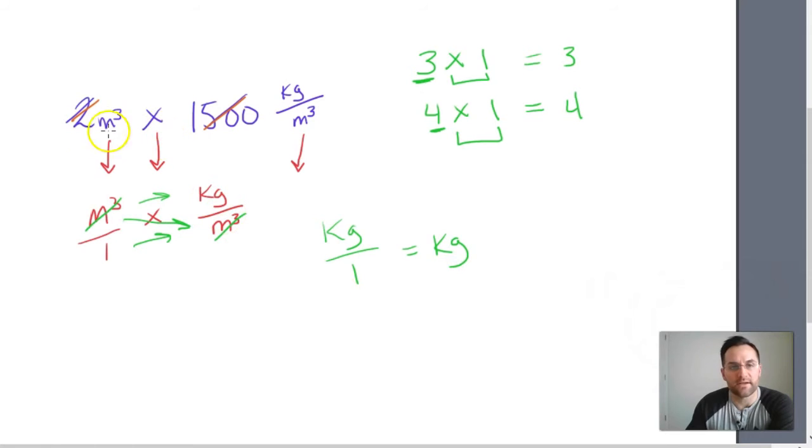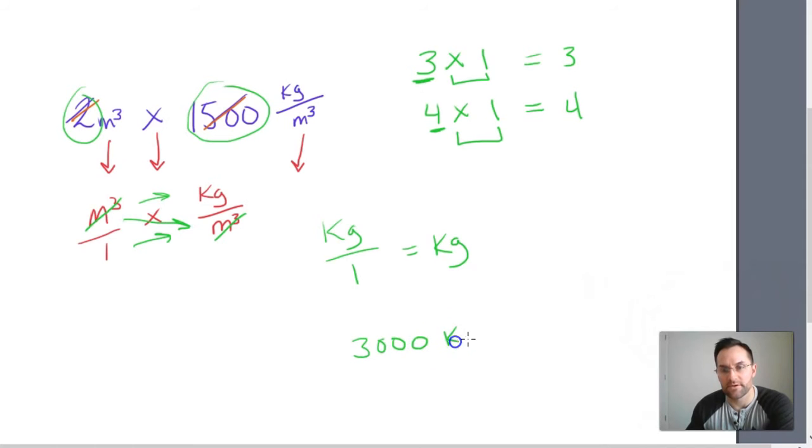So we can see our answer is going to be 2 multiplied by 1,500, 3,000 kilograms. There's nothing super complex going on here. We're not even really needing to use algebra. We're just using basic arithmetic.